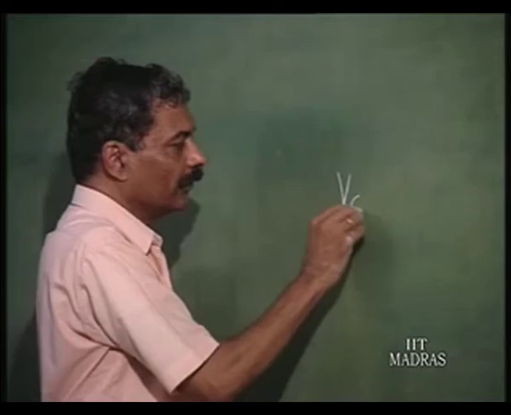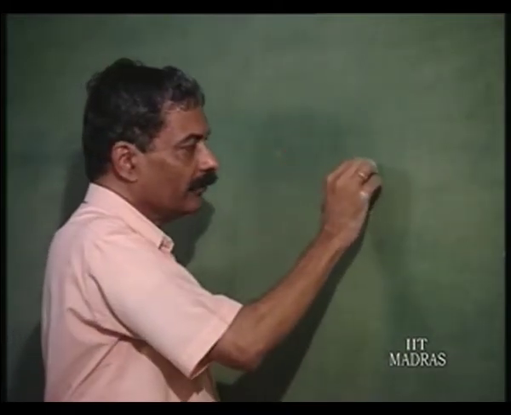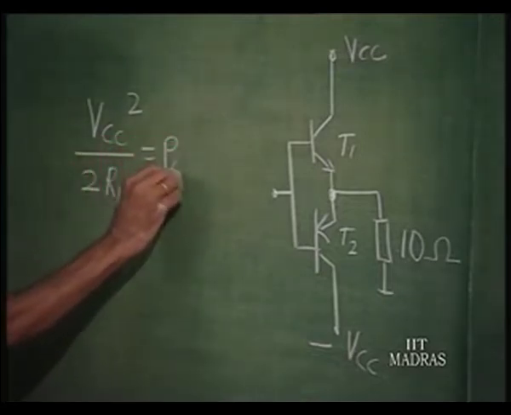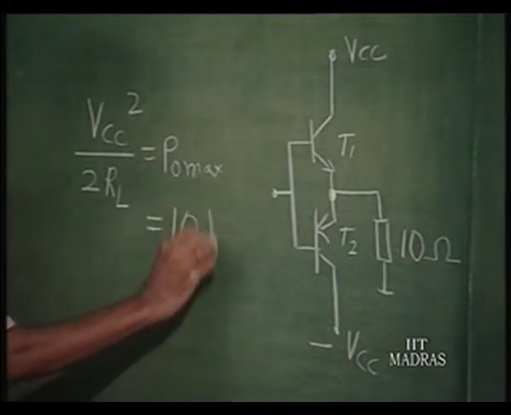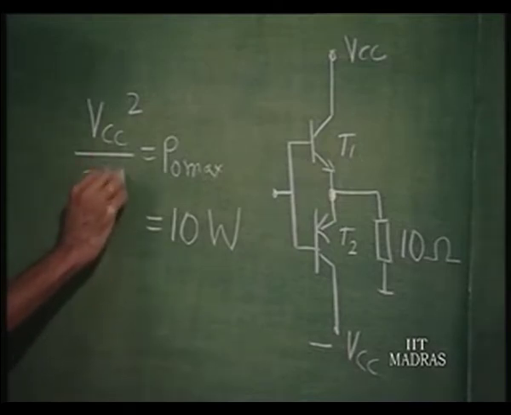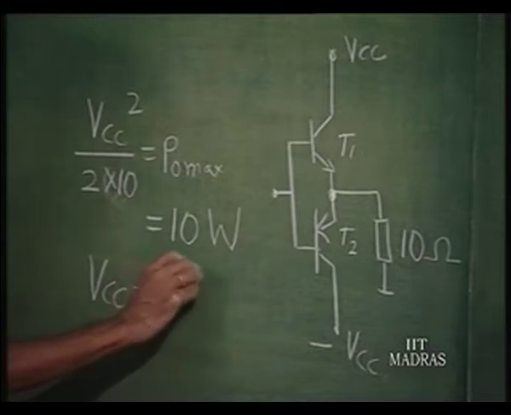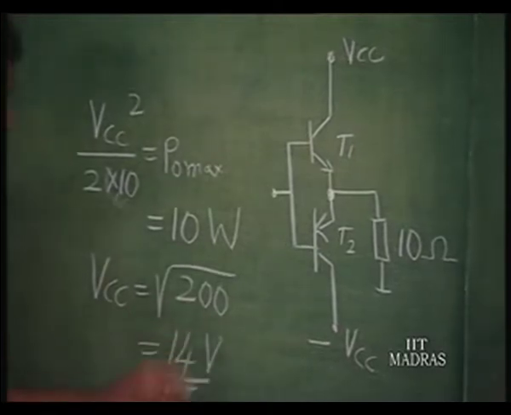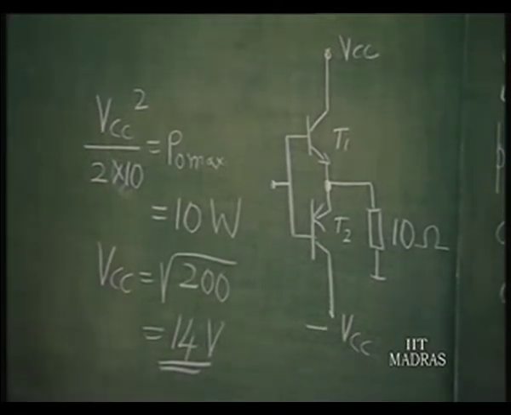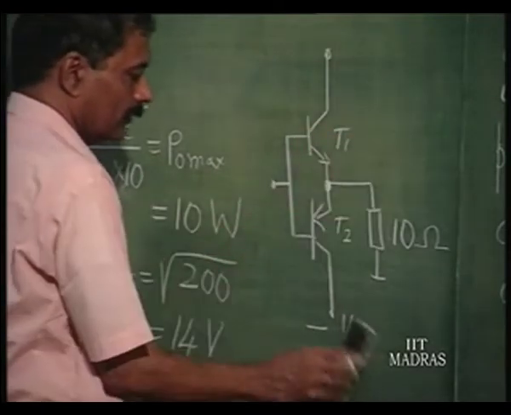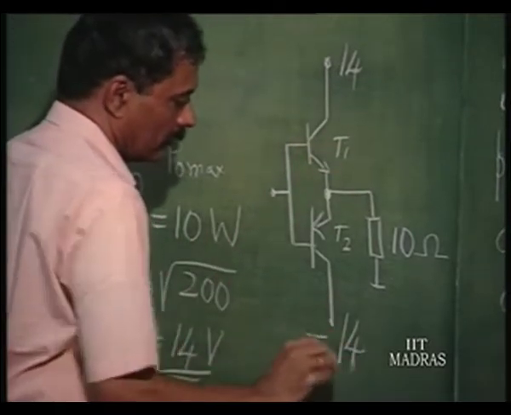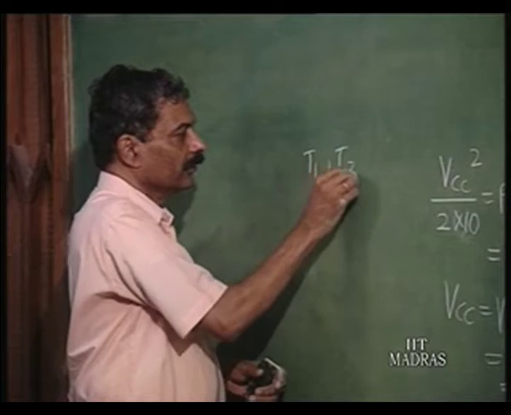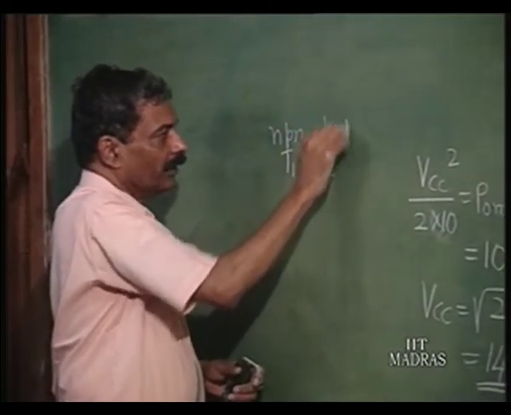So, we have earlier found out that, the swing being VCC, VCC squared divided by 2 RL is the output power maximum, and that is given as 10 watts for a 10 ohm resistance. So, VCC is square root of 200, which is 14 volts. Okay. So, we have this already decided. So, the design is over except for the specification of the transistors T1 and T2. T1 is NPN, T2 is PNP.